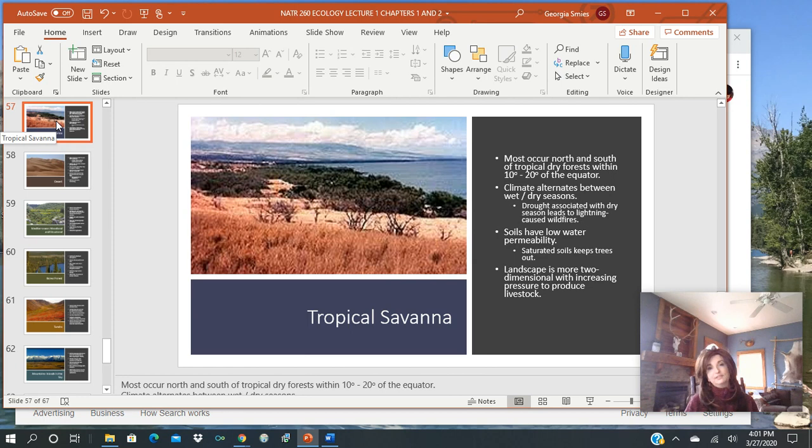We have the tropical savanna. This one is very different for us here in Montana. We don't have an example of that here in our state, but these occur in tropical dry forests between 10 and 20 degrees of the equator. So that's 10 and 20 degrees north and south. Okay, these can have periods of wet weather followed by prolonged seasons of drought. As a result, the soil tends to be kind of hard packed. You get these little grassy, shrubby things growing out there. Plant communities tend to be a little stunted.